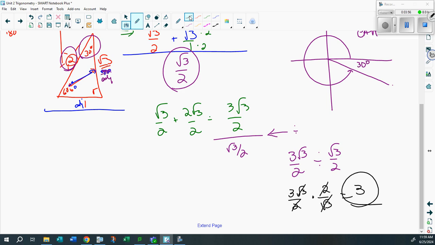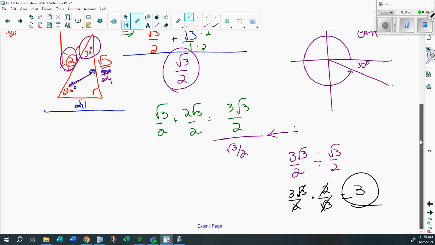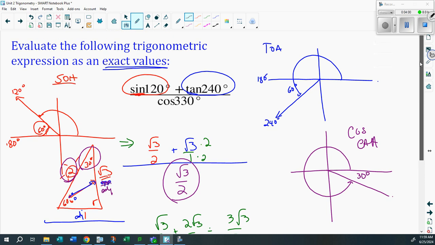Now, be careful in this. One of the things that I have not done yet is I have not introduced the CAST rule to you. The CAST rule becomes very, very, very important. That's coming up in the next podcast. I purposely chose values that would be positive, okay? So be careful. Watch out for this. The CAST rule rules over everything in trigonometry. That's coming up next.